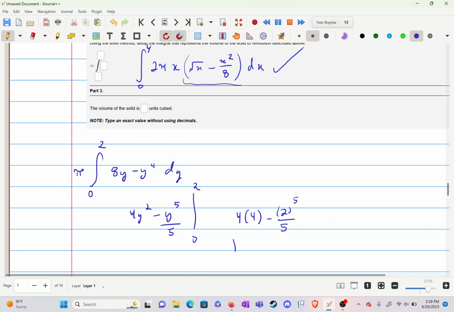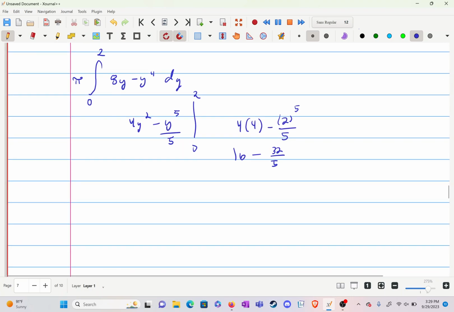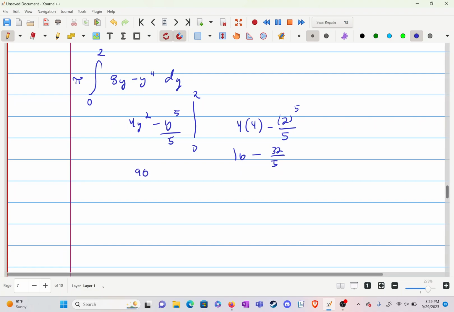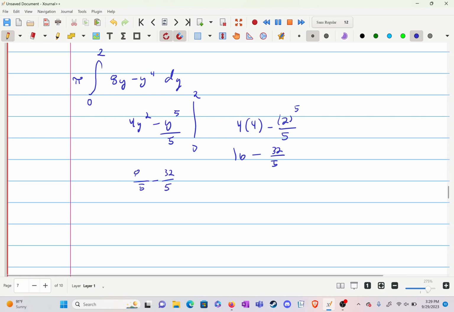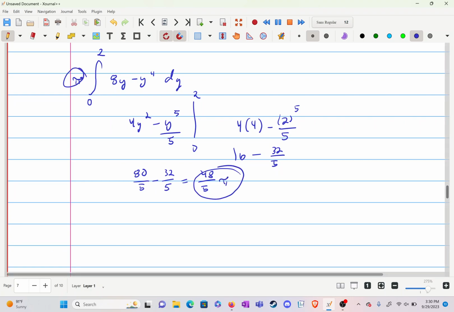over 5. So that's 16 minus, well, 2 to the 3rd is 8, 2 to the 4th is 16, 2 to the 5th is 32. 32 over 5. So 16 times 5 is 90. Or is it 80? I always make that mistake. It's 80. So 80 over 5 minus 32 over 5, and subtracting those together gives you 48 over 5. Don't forget our pi out in front, so 48 pi over 5, and that's our solution to problem 7.